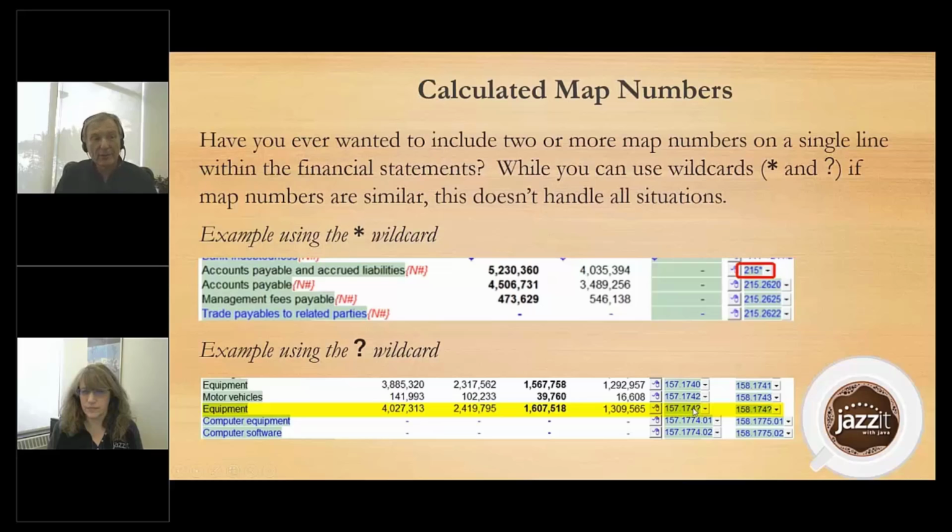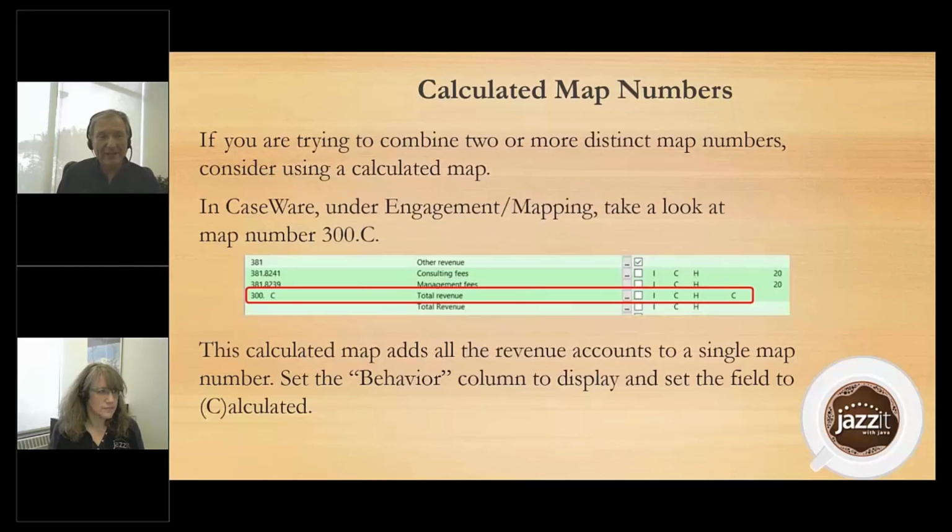157.174, 0 through 9, A through Z. It doesn't care what's in that last position. So that can also be a useful way to group things together. Again, you have to type that in. You can't click the drop down to get to it. But if you put in the question mark or the star, you may find that you're able to combine things. Now, what happens if that's no good?